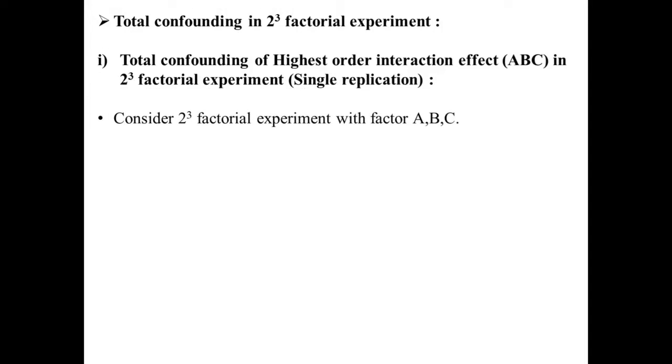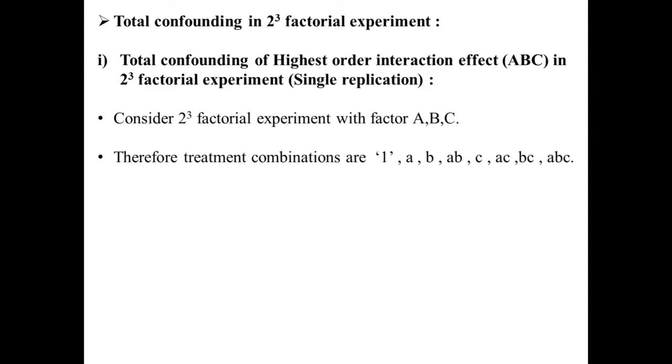So first, what are the different steps? Consider a 2^q factorial experiment with factors A, B and C. Here we have 3 factors and each factor is at 2 levels. So we get 8 treatment combinations: 1, A, B, AB, C, AC, BC and ABC. We want to confound the highest order interaction effect ABC in a single replicate, so we consider only one replicate.